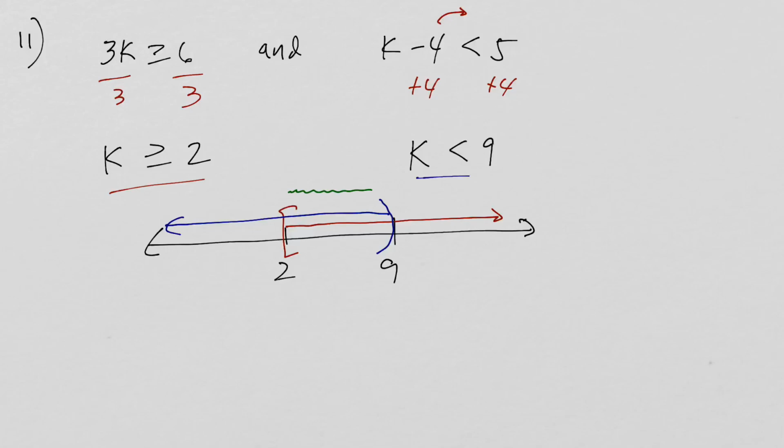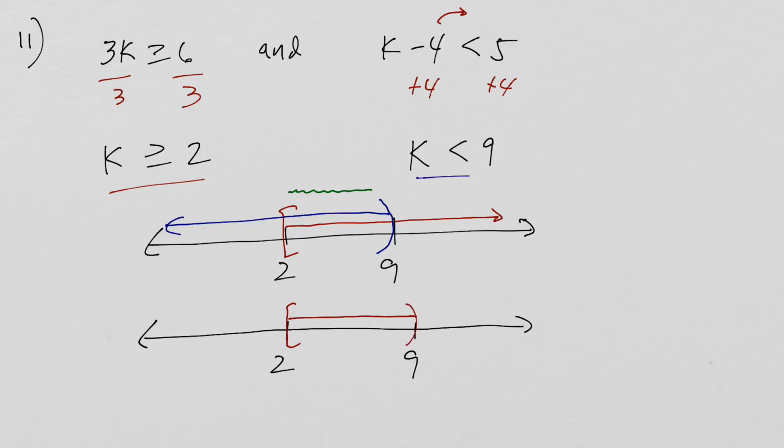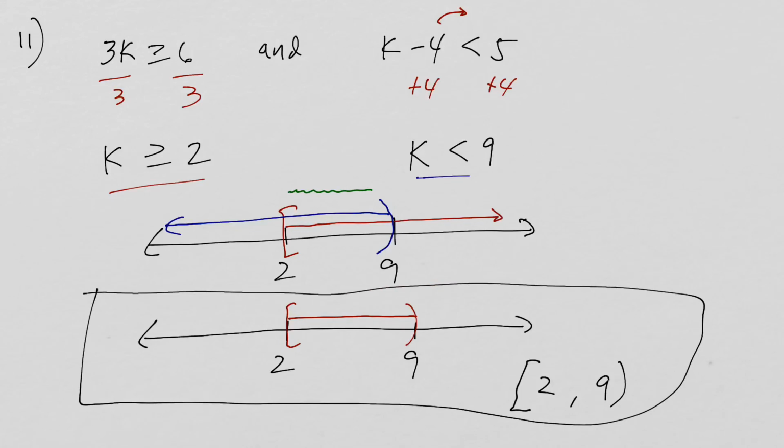So we would write a cleaned up graph. We would only include the 2 and the 9, and we'd put a bracket on the 2 and a parentheses on the 9, and it would look like this. That's the graph. In interval notation, we would put a bracket for the 2 and a 9 and a parentheses, and that's what we would have in interval notation.